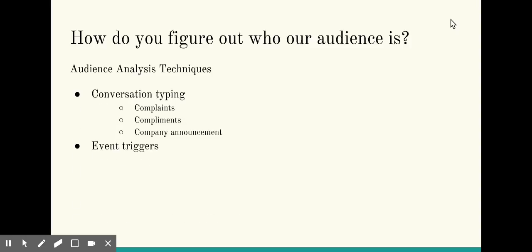Okay, and then you've got audience analysis techniques. This is really two broad categories. You've got conversation typing. When you're having a conversation with people, whether you, as a brand, are having the conversation with some users, or whether users are having a conversation about your brand kind of beside you but not with you, you can keep track of the type of conversations they are.